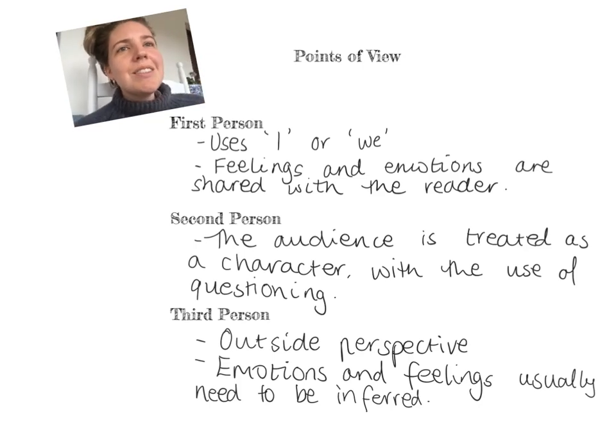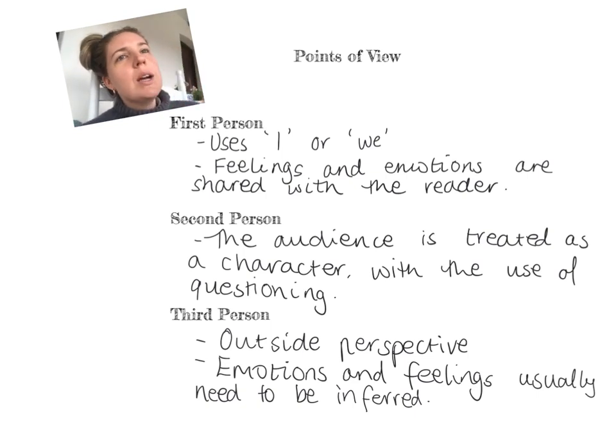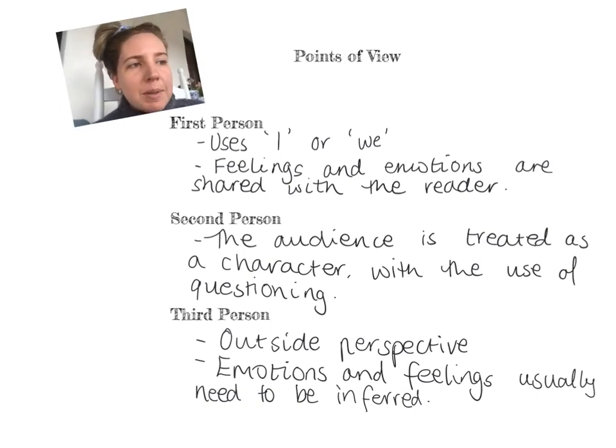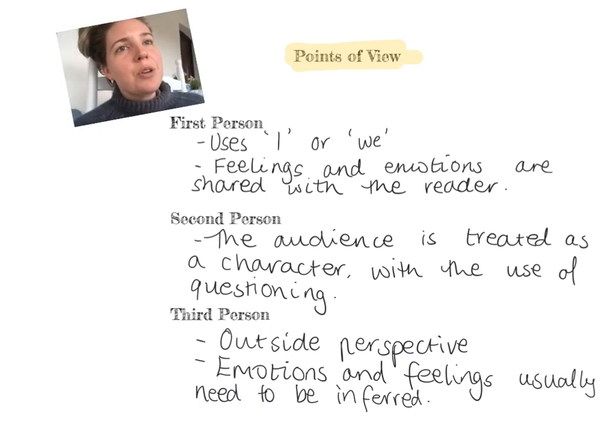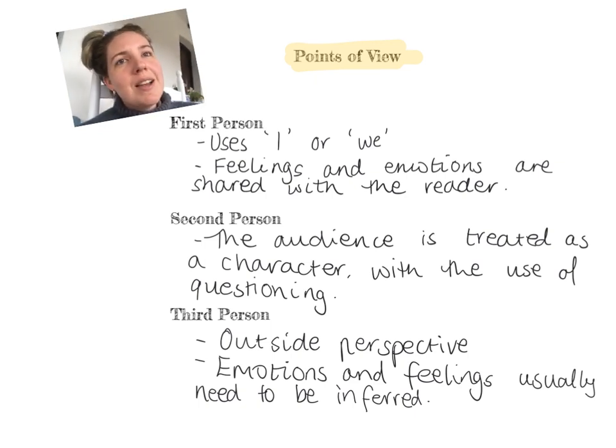Hey guys, so this is just a quick little video to show you the 3 different types of point of view that we're going to explore today. I've made a couple of notes just before I get started so that it doesn't take me too long to explain them. But basically what this is all about is the way a story is written. It's always written from a certain point of view. And that point of view can determine how the reader interacts with the book.